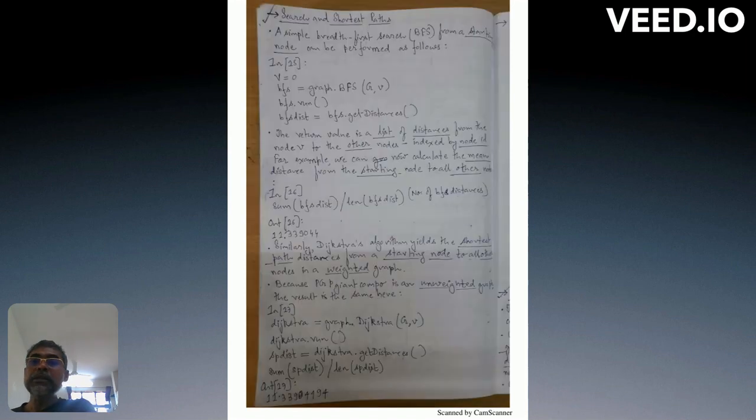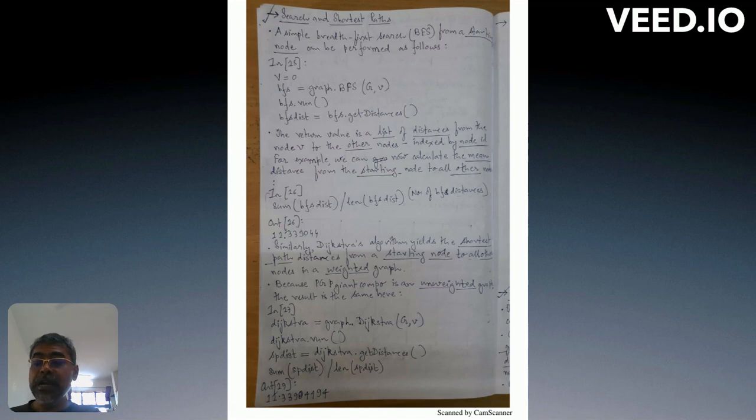So next we go to search and shortest paths. In the first part of the tutorial, I have taken up BFS, breadth first search, and Dijkstra's algorithm. So this is the piece of code for it.